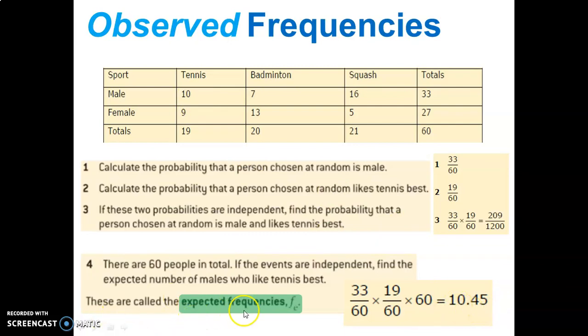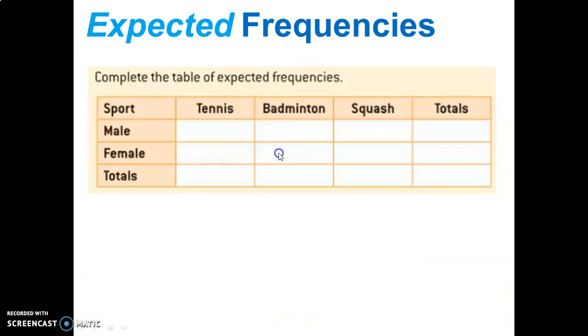So this is called an expected frequency, and we write it as F sub E. We had F sub O for the observed values. Now we have a table of expected values. It's going to be the F sub E table, and I filled in the first value there. So now do this second table and fill in the expected values in here.